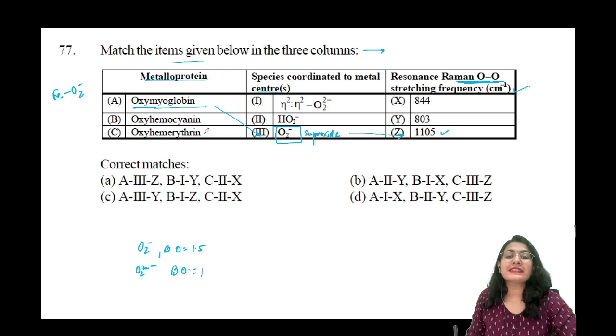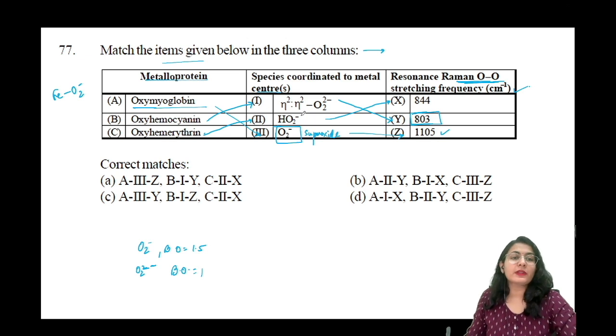But hemerythrin still has the dioxygen bound with a hydrogen bond. So it actually looks like this. This is going to have a higher stretching frequency as compared to oxyhemocyanin, where it's not only a peroxide, it is a bridging peroxide and it has bound to both the metals. So because of a lot of back bonding, the bond order decreases further. So this is going to have the lowest bond order and the value of 803. Okay, this is how you have to match.